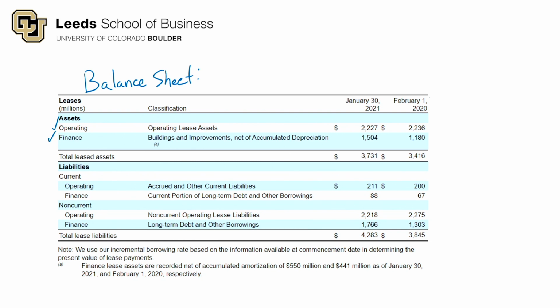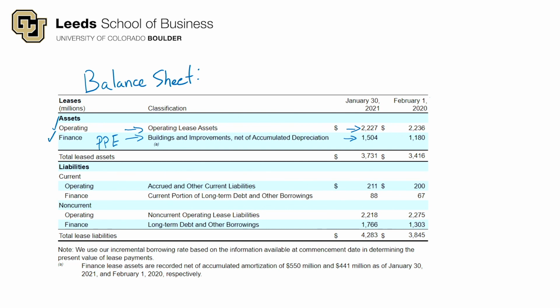For assets under operating leases, Target will use the caption called operating lease assets. So they have a separate caption on their balance sheet called operating lease assets, and there's the balance in that account. For finance leases, rather than keeping that in a separate caption on the balance sheet, they just debit buildings and improvements net of accumulated depreciation. So that's just the standard PP&E line item that you'll see on the balance sheet, okay? And there's the balance within that caption that represents finance leases. Okay, so that's where leases appear in the asset section.